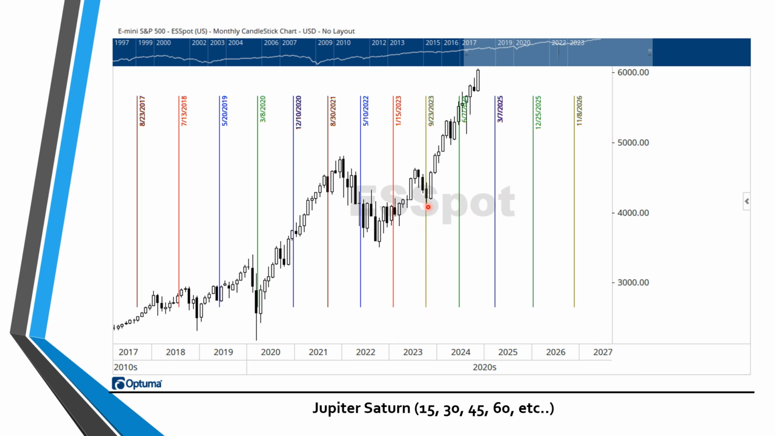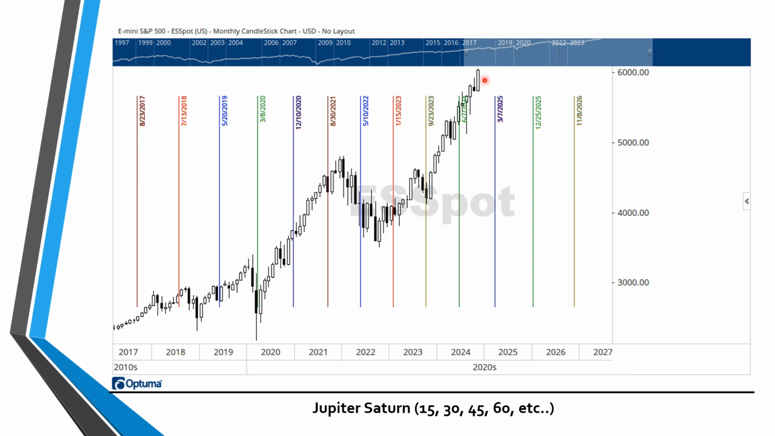But certainly by 2023, you can see there's a bit of a drawdown on the S&P and perfectly aligns to one of these Jupiter-Saturn increments. So where are we now? Well, the markets are, in my opinion, priced for perfection. They've been driven higher on the back of some of these tech names, the Magnificent Seven, or call them what you want.